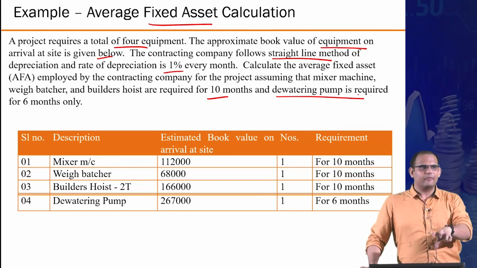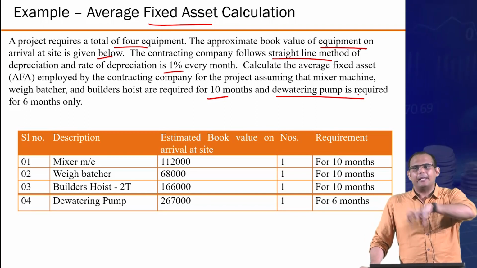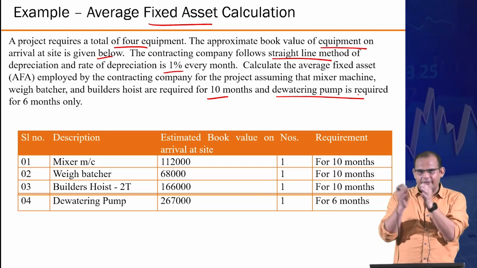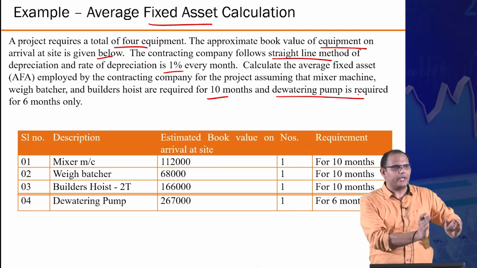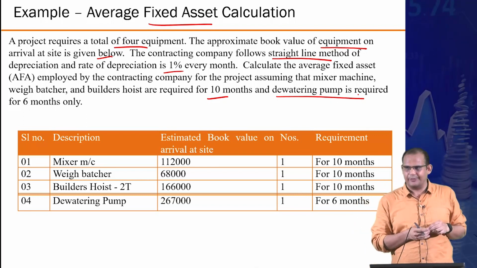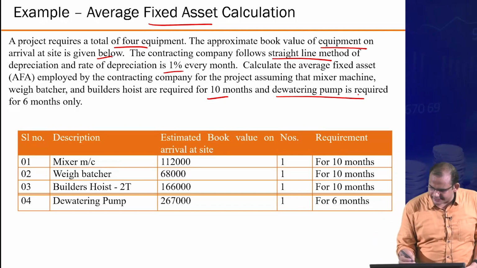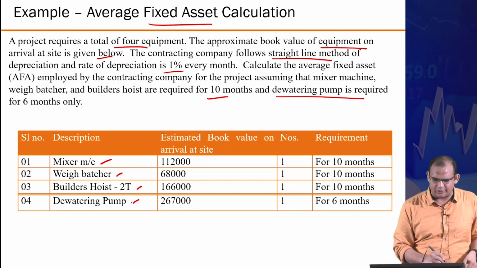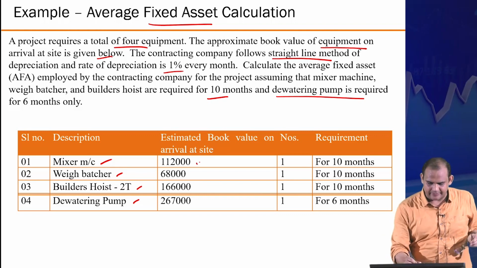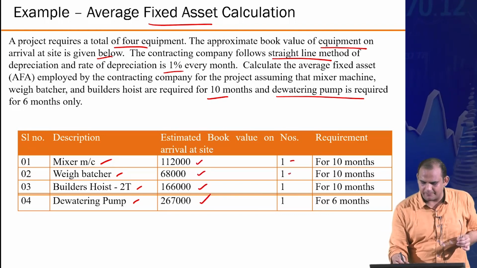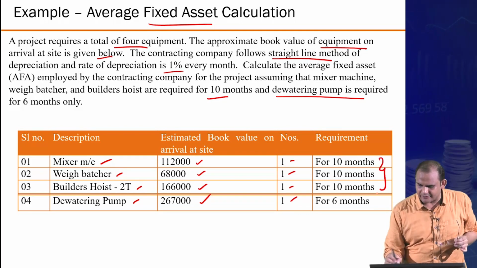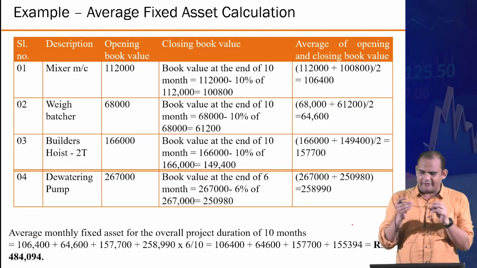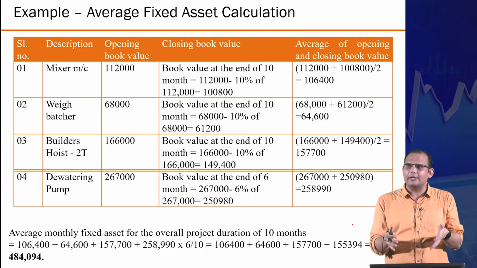So these are some of the assets that the company owns and keeps on using for multiple projects, not for a single project. So how much of that depreciation should be allocated only to a specific project is the kind of calculation we are doing. Again, showing through quick examples. Here, let's say the book value of the mixer machine, the weighing batcher, the builder's hoist and the dewatering pump at arrival at the site is given in these numbers. The requirement is for 10 months, and for this it is 6 months, right? So how do you estimate how much asset has been allocated only to this project using this method?